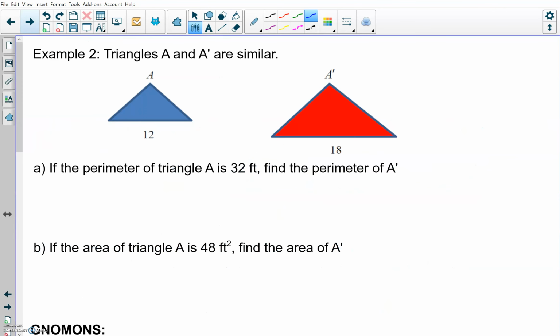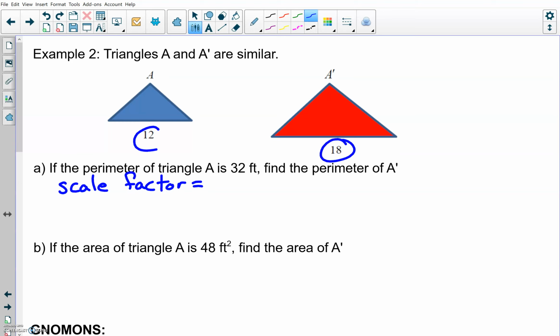So let's look at some examples. We got A and A prime that are similar. And we have a 12 and an 18. And they tell you to find some things based on given information. If the perimeter of triangle A is 32 feet, find the perimeter of A prime. So first thing you got to do is find the scale factor. We need that K because of the formulas that we're going to use to find the new perimeter and area, for that matter, in part B.